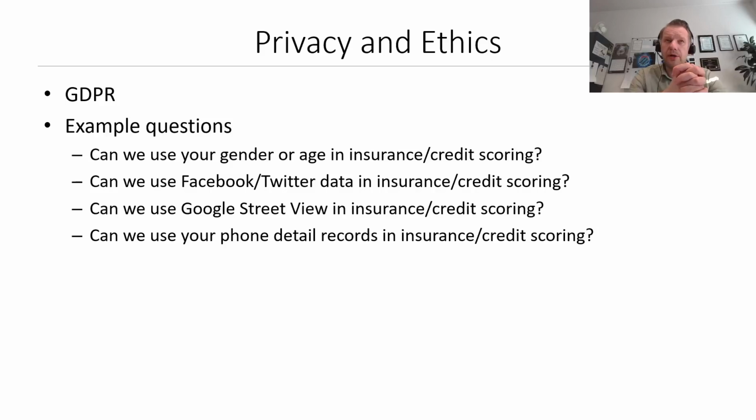Since more and more data becomes available, we have more and more privacy and ethical challenges that pop up. In Europe, we have the General Data Protection Regulation guidelines that tell us what data can be used for what purpose. But it can become quite challenging. Think about example questions like, can we use gender or age in insurance and credit scoring? Both are typically highly predictive, males are more risky than non-males. Age is very predictive in credit scoring.